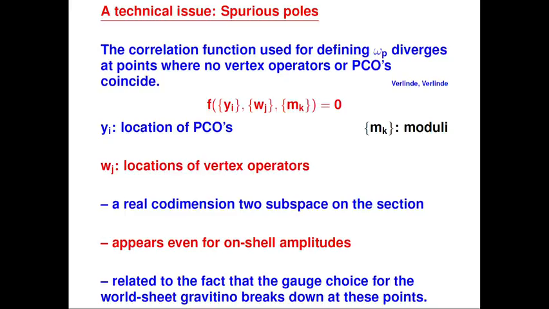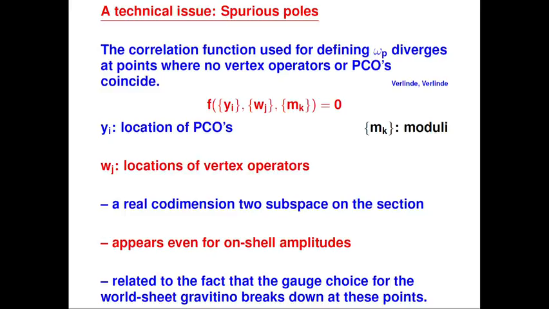Because this is an analytic function, the vanishing of f is complex codimension 1 in this space, or real codimension 2 in this space. It is a real codimension 2 subspace of PGMN, or if you take a section in PGMN, it is a real codimension 2 subspace of the section, because you are essentially imposing two real conditions to get the zero. This divergence is in fact not special to off shell amplitudes, it arises even for on shell amplitudes.